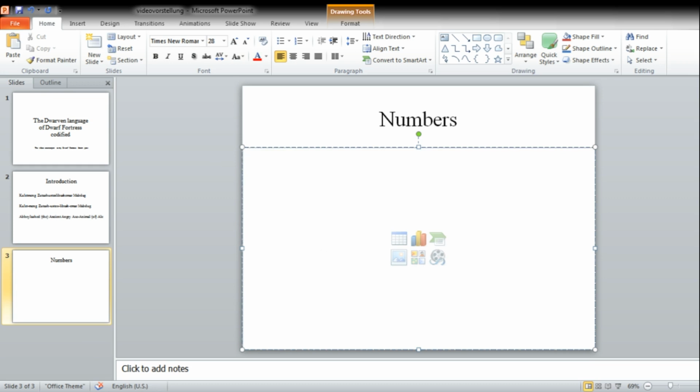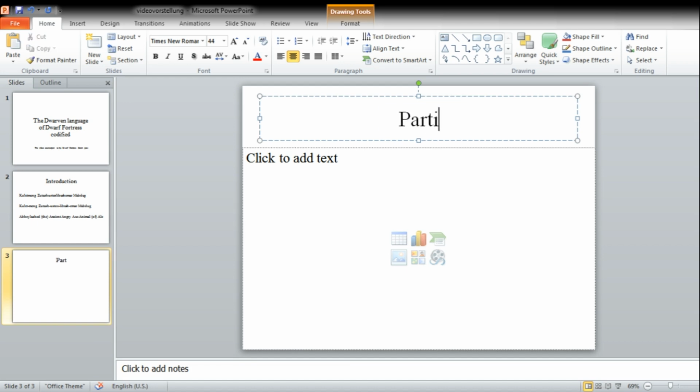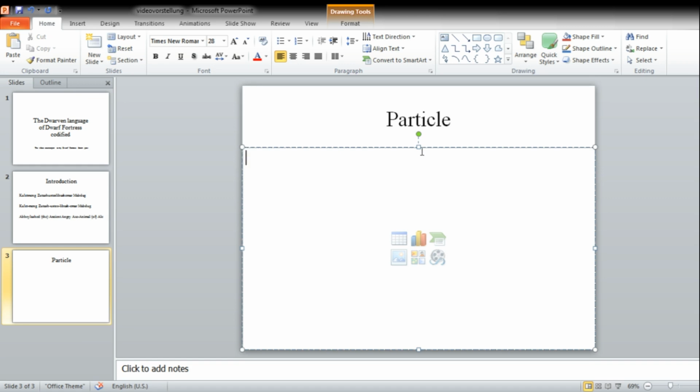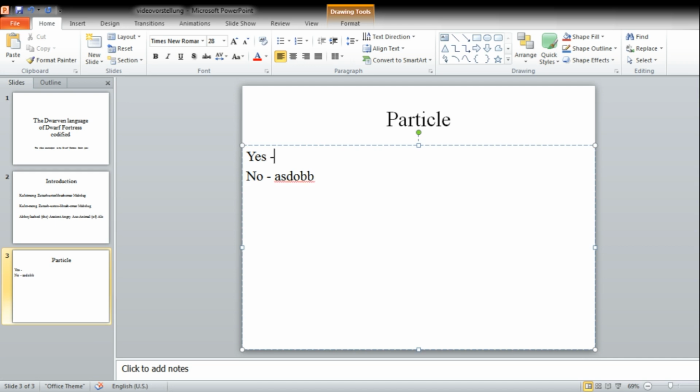Okay, and those are numbers. Next, particles. Okay, particles are super simple. So a particle is basically a word that persnickety linguists can't fit into any other category. And a particle can be almost anything. But basically, in Dwarven, there are only 2 particles that are worth knowing. And they are, of course, the typical particles that you learn at the beginning of every language course, yes and no. No, as you saw earlier, is asdob, and yes is eshob. The ob ending marks it as a particle.